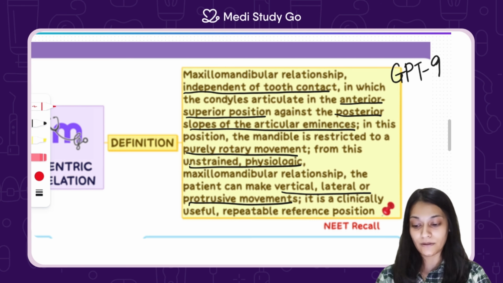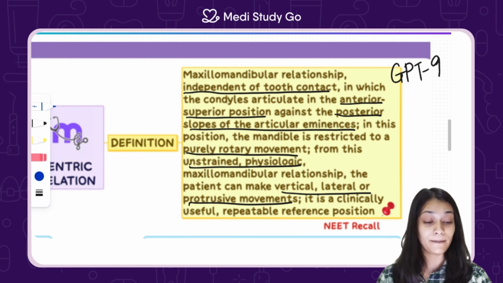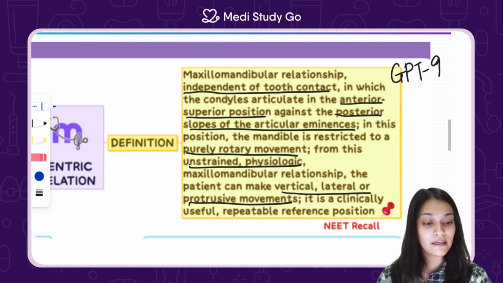So you need to remember this and break it down. First thing is that it is going to be independent of tooth contact. This does not depend on how the teeth come in contact, but it is more about the physiologic rest position. So the first thing you mention is it is independent of your tooth contact.